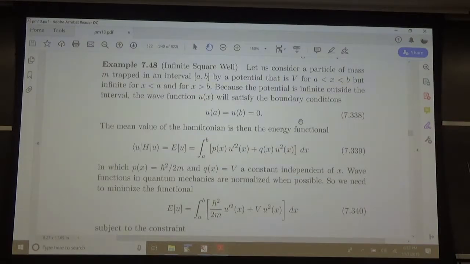So we've got a particle of mass m trapped in an interval a to b by potential v that has the value v between a and b, but is infinite outside a and b. And so the potential in this case looks like this, and this is v, and this is a, and the potential here is v.